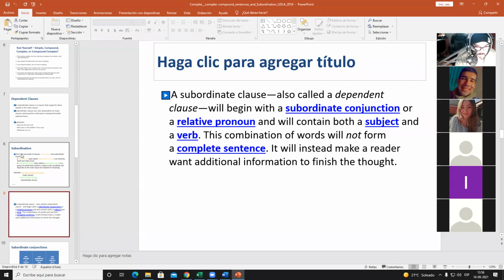This combination of words will not form a complete sentence. Yeah, we know, because you don't have enough meaning, right? It will instead make a reader want additional information to finish the thought. And all over again, I already said it. I think my personal opinion is that the sense or the necessity for more information comes from the usage of the relative pronoun or the subordinate conjunction.